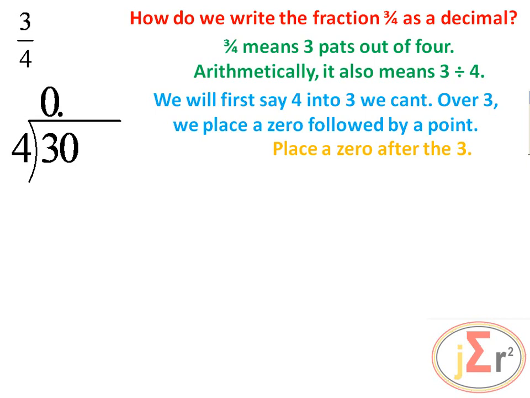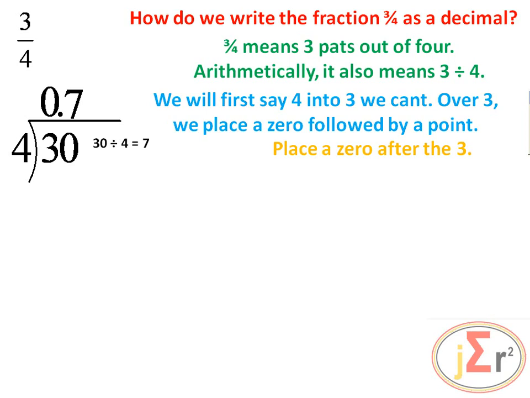Then we place a 0 after the 3. And what do we say? We say 4 into 30 goes 7 times. And we need to be mindful of our multiplication table. 4 into 30 goes 7 times. Is it that 4 times 7 is equal to 30? No. 4 times 7 is not equal to 30.